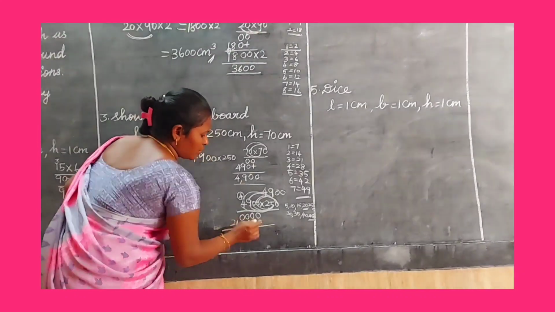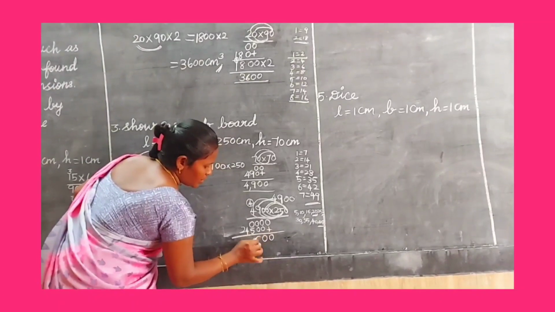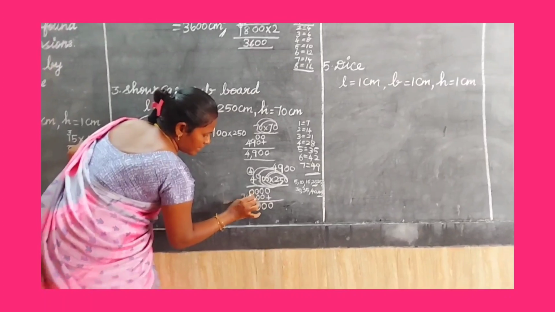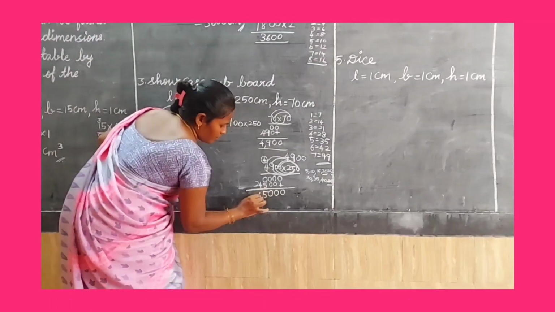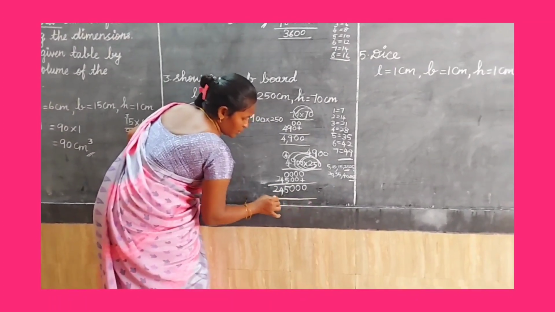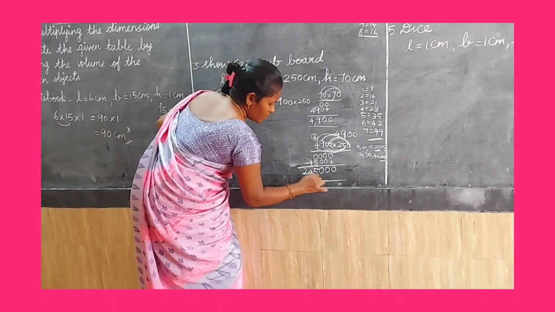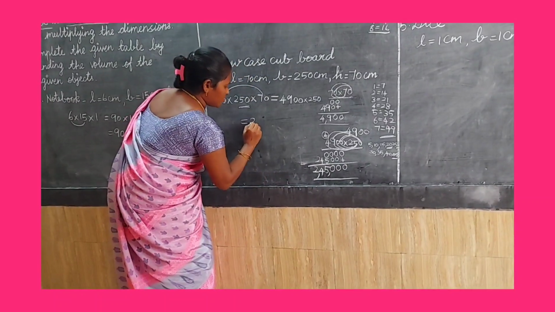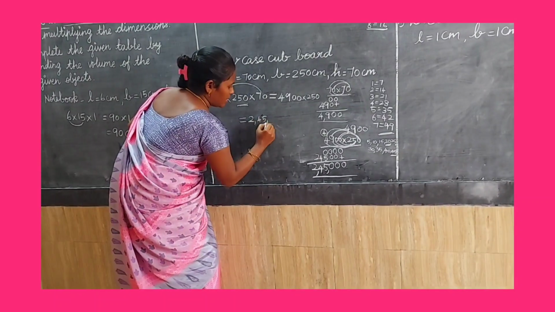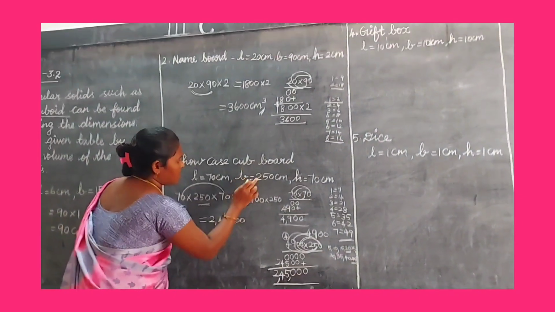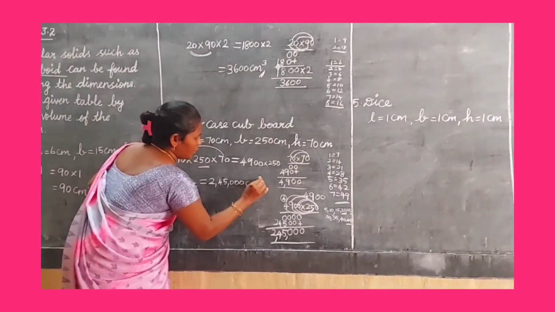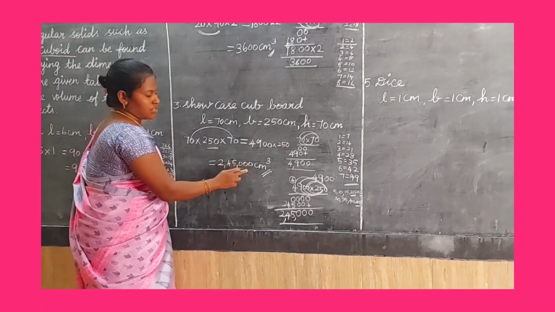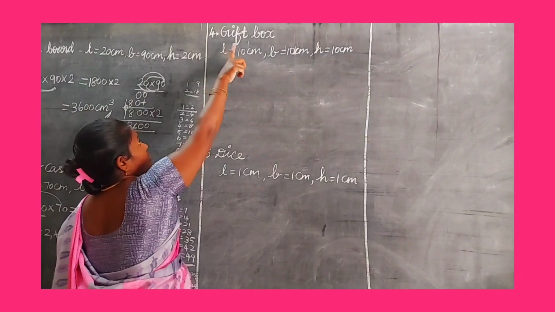Now add the value 0, 0, 0. 0 plus 5, any number added with 0 gives the same number, 5, 4, 2. So the value is 2,45,000. So the answer is 2,45,000. The measurement is centimeter cube. So the answer is 2,45,000 centimeter cube.